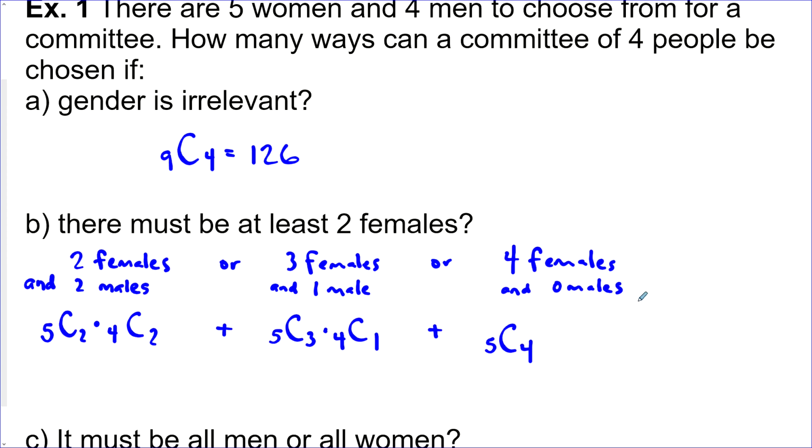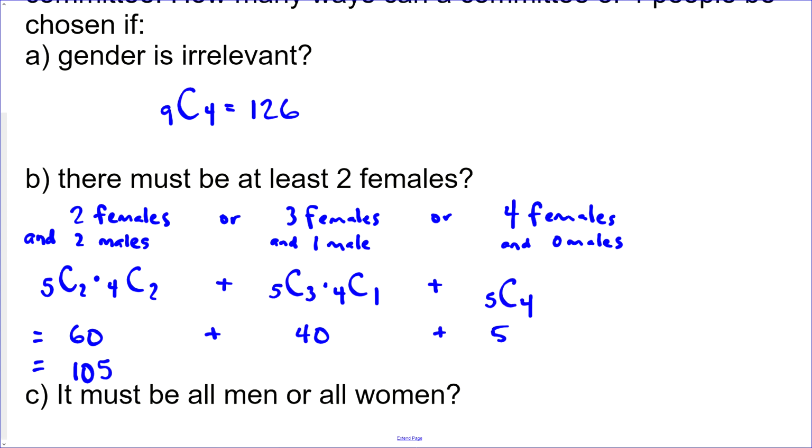Now you can put the males in here. Won't make a difference again. If you put 4, choose 0, there's only one way to do that, and it's just 1 there. So it doesn't affect the question. All right, let's actually put these numbers in the calculator. We get that this is 60, and this part is 40, and this part is 5, meaning that there's 105 ways to make a committee with at least 2 females.